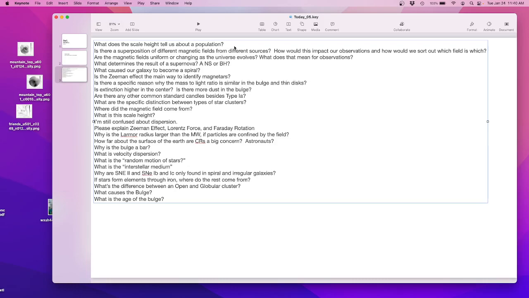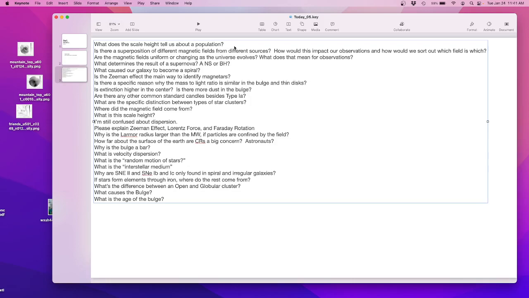Are the magnetic fields uniform or changing as the universe evolves, and what does that mean? Everything is changing and constantly evolving, and there are basically no uniform static magnetic fields in the universe. They're all changing by whatever physics is going on. I'll talk more about magnetic fields later. A bunch of you had questions about magnetic fields, which I enjoy because I like the magnetic fields in the galaxy. It's one of the things that I do for a living.